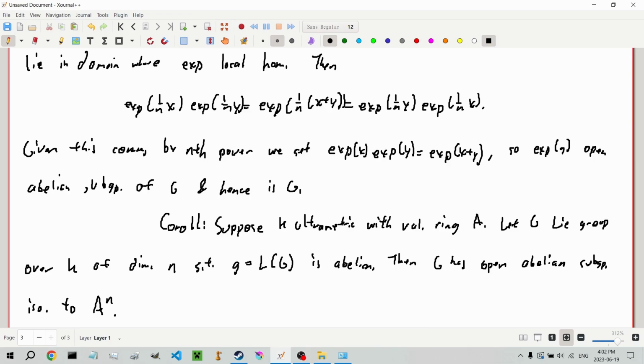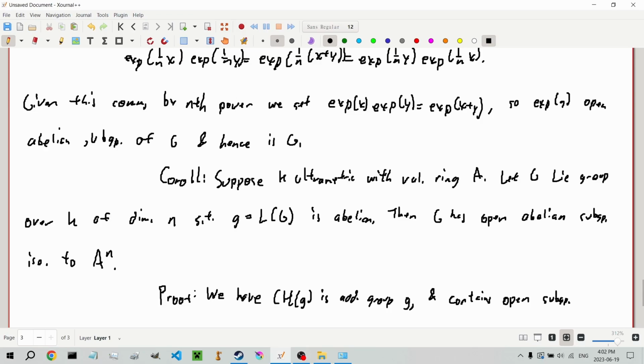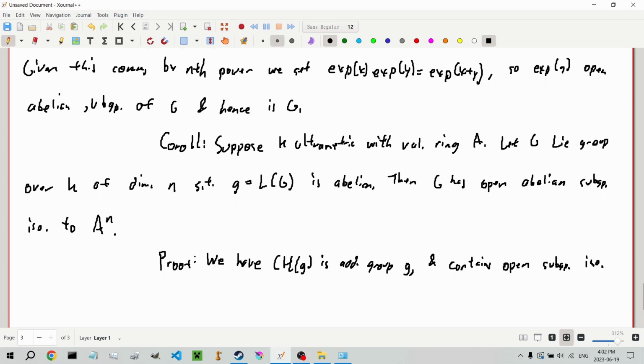And the proof is fairly quick. We're going to show here that the Campbell-Hausdorff group chunk of g is the additive group g, and it contains an open subgroup isomorphic to an open subgroup of G. And from that we can get our corollary pretty much immediately. And that's actually the end of this.